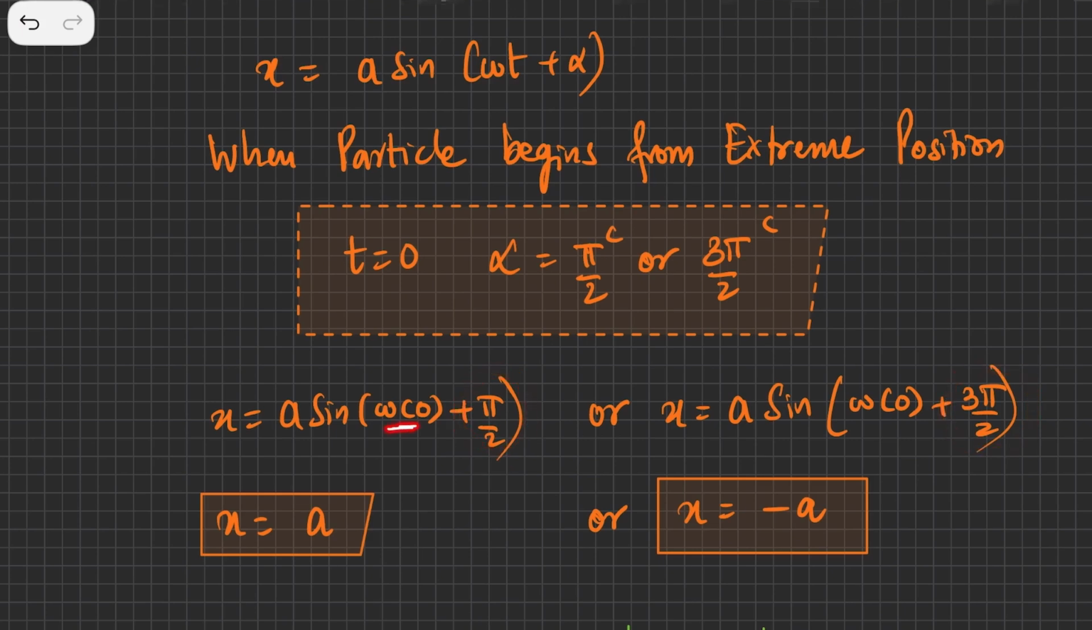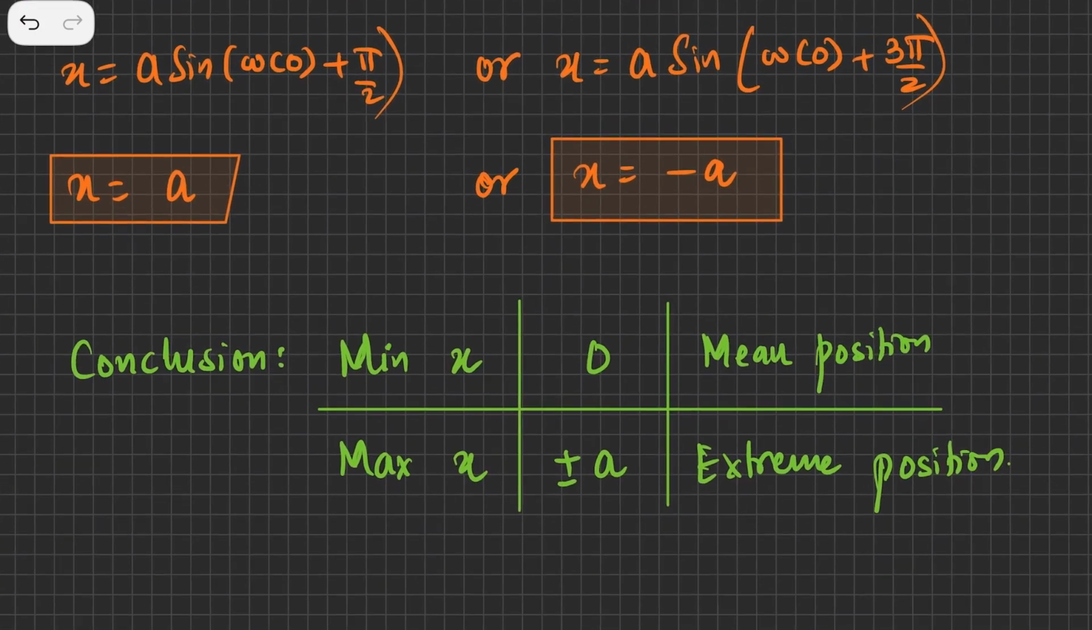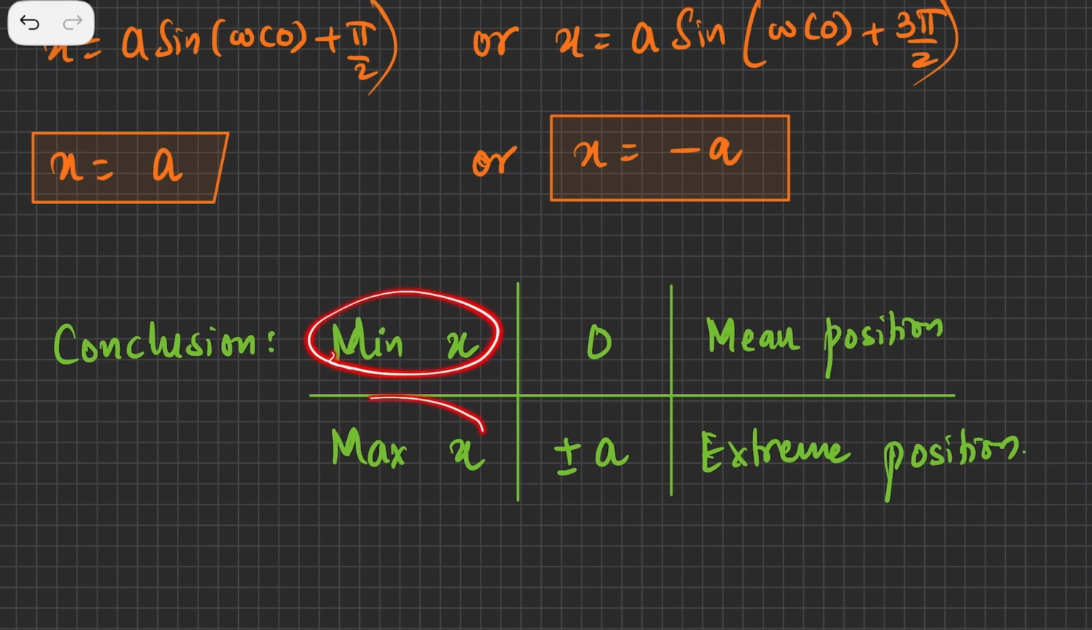So omega into 0 is 0, and 0 plus pi by 2 is pi by 2, so I get sine pi by 2. Sine pi by 2, that is sine 90 degrees, is 1, so 1 into a is a. For the other one, omega into 0 is 0, and 3 pi by 2 plus 0 is 3 pi by 2, and sine 3 pi by 2, that is sine 270 degrees, is equal to minus 1. So minus 1 into a is minus a. I have concluded this in a very short table, minimum displacement and maximum displacement.